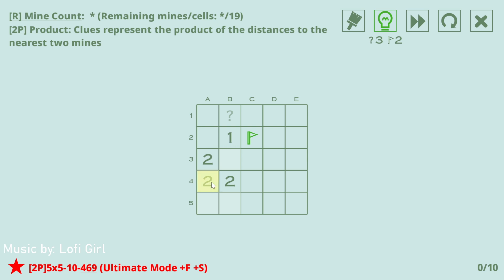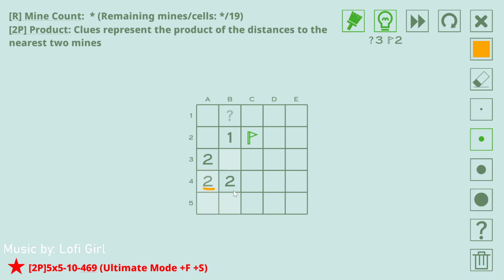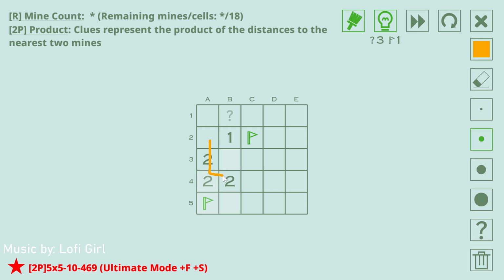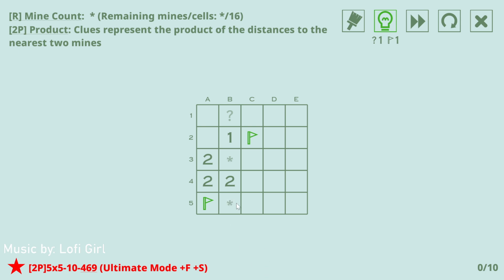Okay, this 2 and this 2 now work together. This 2 again has 2 options. It can either be 1 times 2 or root 2 times root 2. However, root 2 times root 2 is not possible because a mine here and a mine here would just fail this 2. So it has to be 1 times 2, which means that's a mine. And because of the 2, there cannot be mines that are root 2 away. So those are non-mines. Now this 1 must have a mine there. Okay, and you can't see anything else.